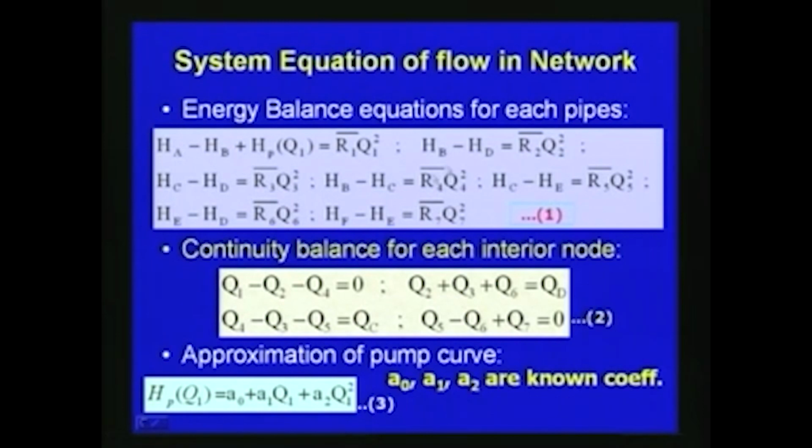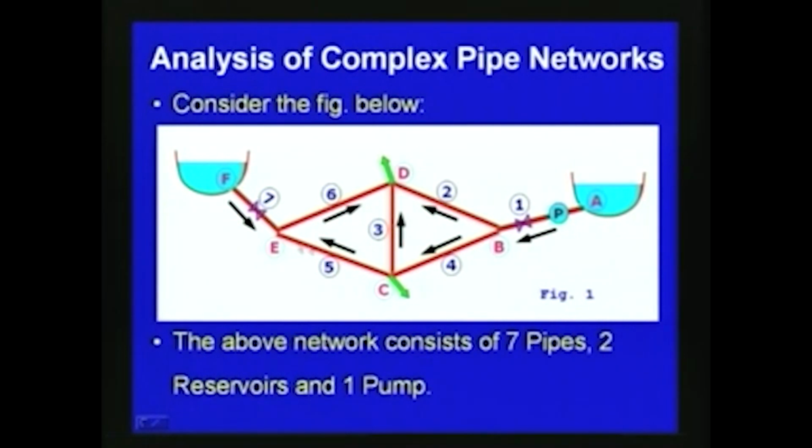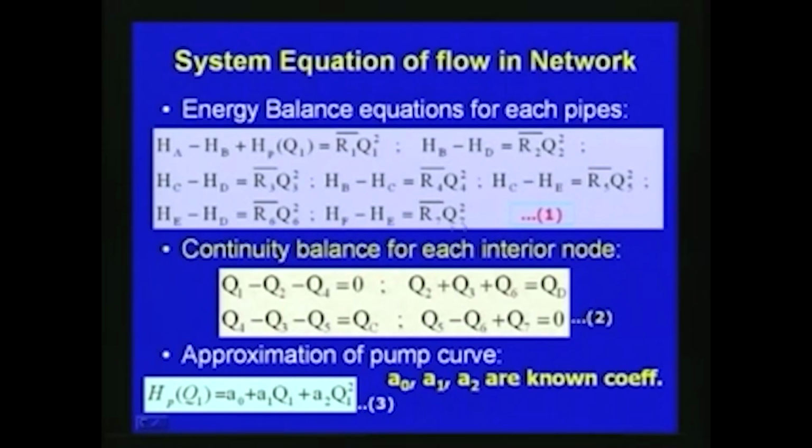So, these are the equations with respect to the energy balance, and now we have 4 junctions or 4 nodes. So, we can write the continuity balance for each interior node. For each junction or each node we write the continuity, with respect to the assumed flow direction, as Q1 minus Q2 minus Q4 is equal to 0.